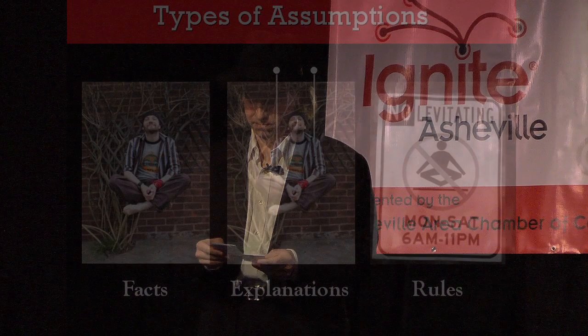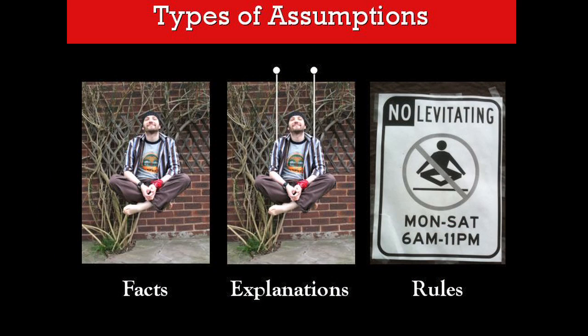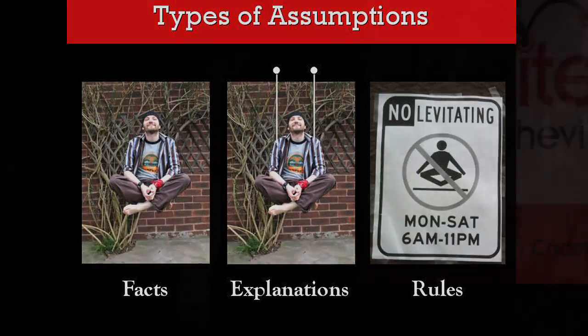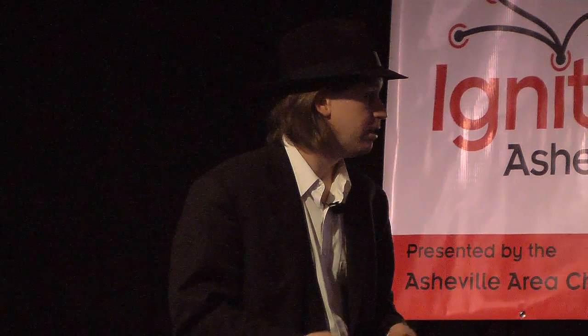We're going to do this by eliminating unhelpful assumptions and improving necessary assumptions. Now, the types of assumptions I'm going to deal with today are facts we believe are true, explanations we tell ourselves, and rules, often phantom, that we live by. The goal is to bring you from the possible to the impossible.